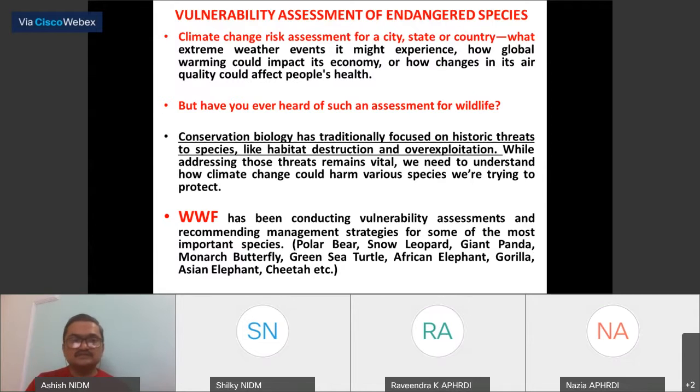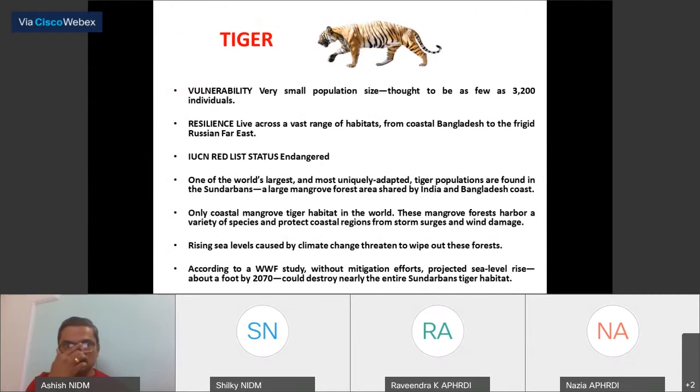So, WWF is doing wonderful work with respect to these animals. Let's talk about the tiger. The tiger is one important species that requires a very large swath of area to roam, more than 30-50 kilometers for one tiger only. Otherwise, they can't survive. Its IUCN Red List status is endangered. The total population is nearly 3,200.